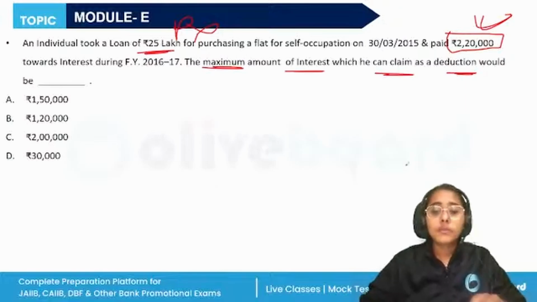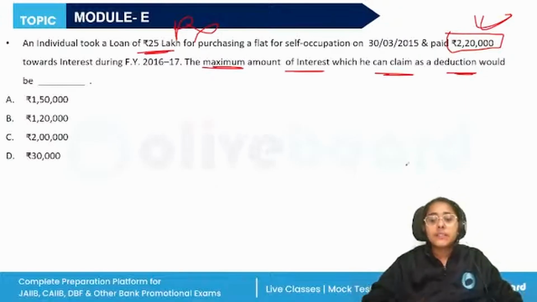So these norms are given, the tax benefits in respect of housing loans. There are deductions on the payment of home loan interest, which is given in section 24. Then the tax deduction on principal repayment, which is given in section 80C, and the tax deduction for the first time home buyer, which is given in section 80EE. All right.